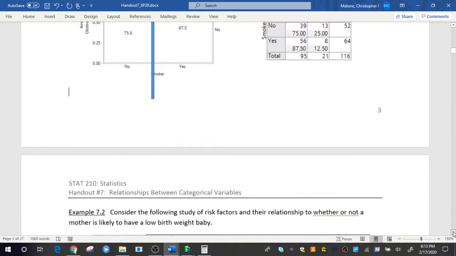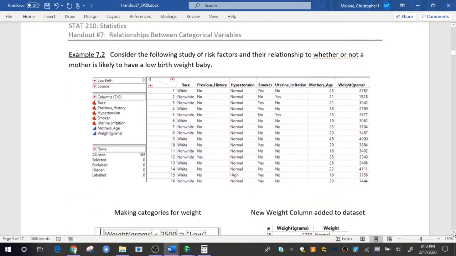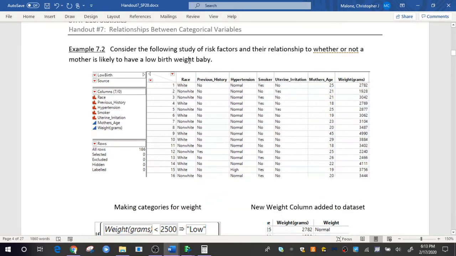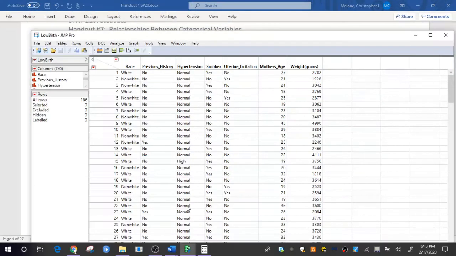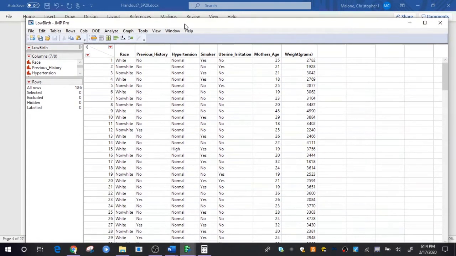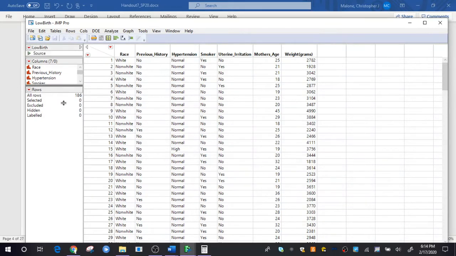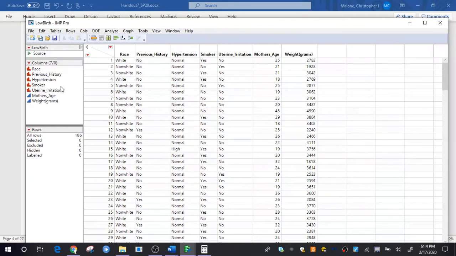All right, let's go ahead and look at a second example. This data is about low birth weights of babies, and you can get that data from our course website. I already downloaded that, so let's open it. The information in this data set, we can see by the number of rows and columns, includes a variety of columns.